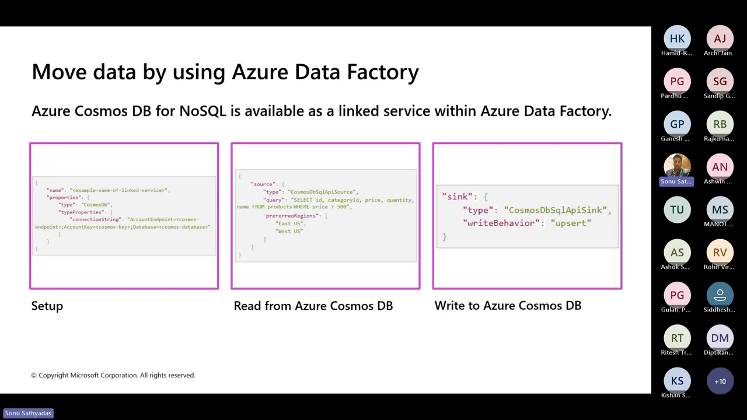For writing to Cosmos DB, we can specify the type as Cosmos DB SQL API sink and the write behavior as upsert. Upsert means if a record with the specific ID already exists, it updates the record, or if the record does not exist, then it will insert it as a new record. That's what the upsert operation is.